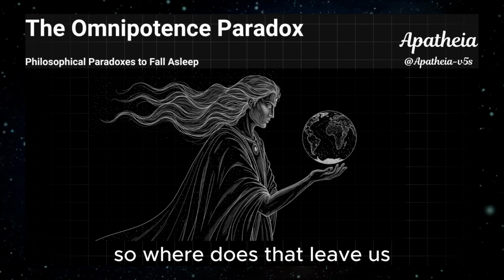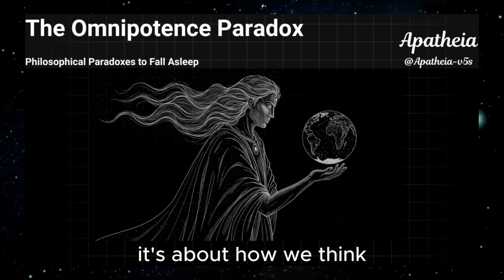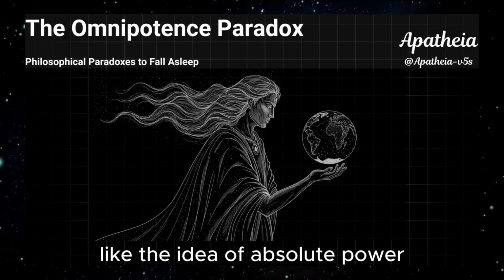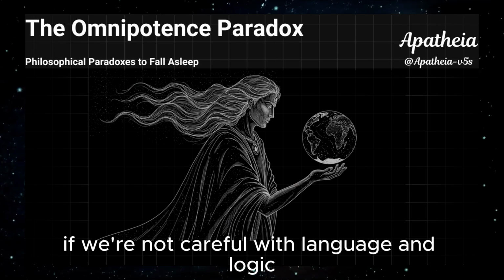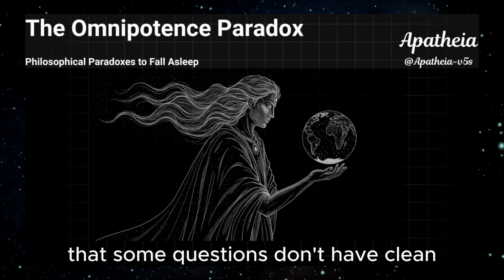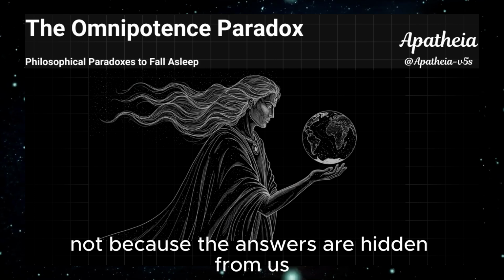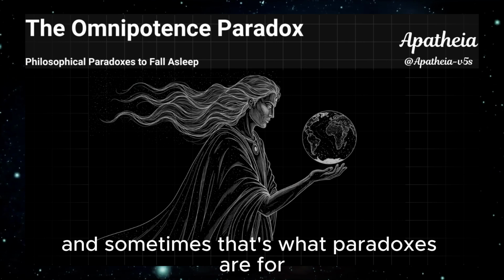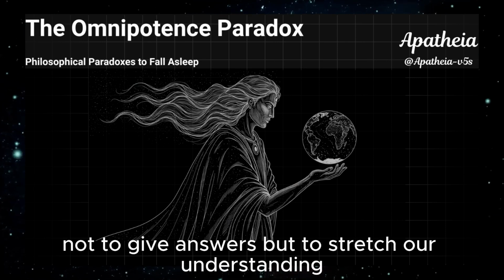So where does that leave us? The Omnipotence Paradox isn't really about lifting rocks, it's about how we think. It shows that even our most powerful ideas, like the idea of absolute power, can be twisted into confusion if we're not careful with language and logic. It also reminds us of a humbling truth, that some questions don't have clean, easy answers. Not because the answers are hidden from us, but because the questions themselves bend the rules of thought. And sometimes, that's what paradoxes are for, not to give answers but to stretch our understanding.